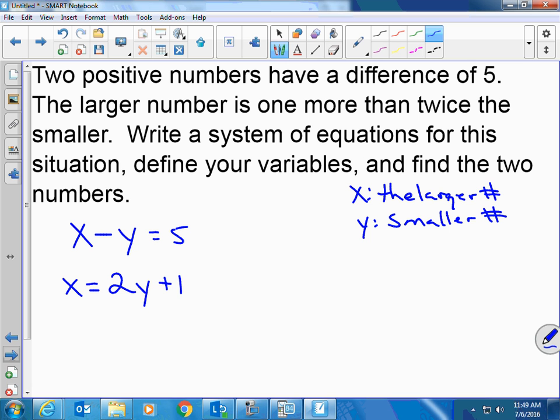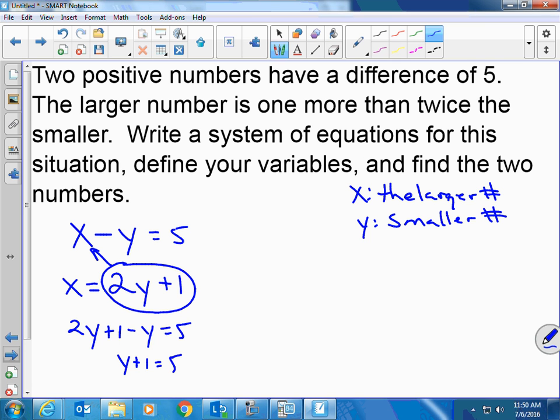Okay? All right. I'm going to use substitution again. Why? Because it says x equals. Nice setup for substitution. So I will take what x equals, 2y plus 1, and substitute it in for x in the first equation. Do a little bit of simplifying. 2y minus y is 1y.